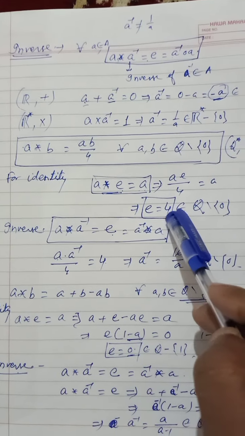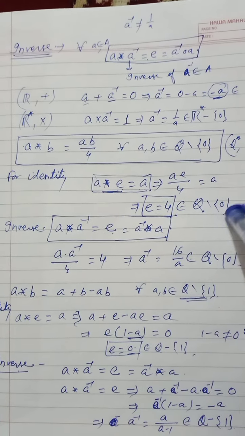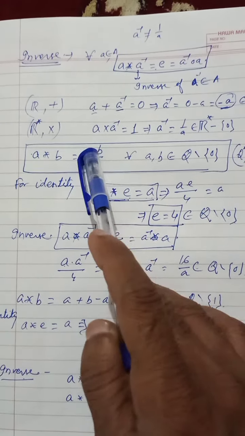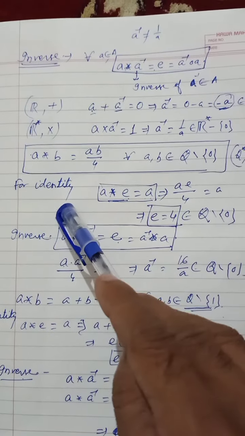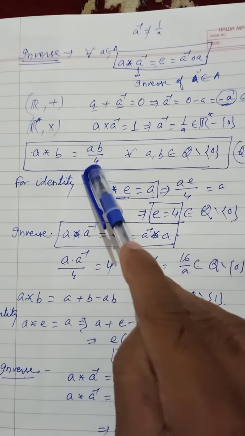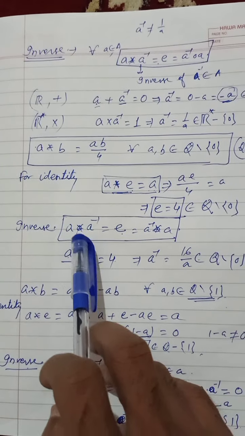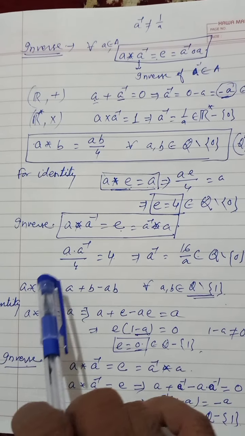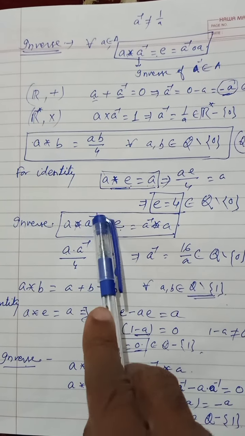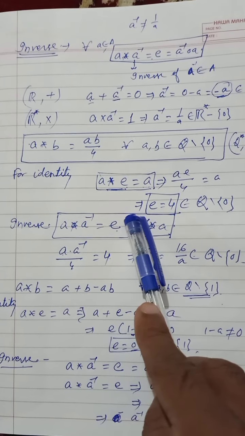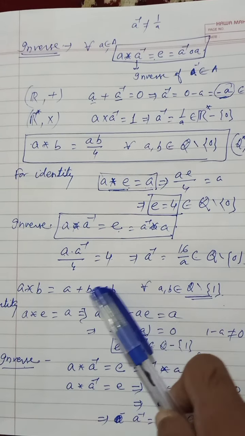Where 4 always exists in the rational numbers. It is a rational number, so it always exists in the set. So with respect to this star operation on the set, this binary operation has an identity element. Okay, now we have to find the inverse element. Inverse is defined as A operation A inverse is equal to identity. A inverse operation A is also equal to identity.